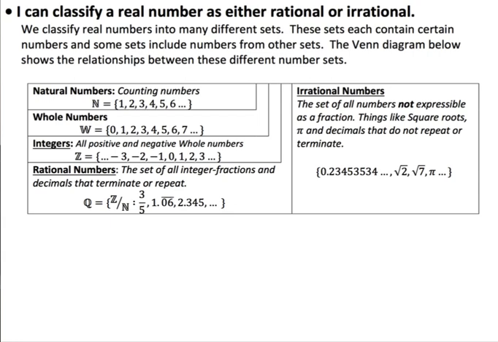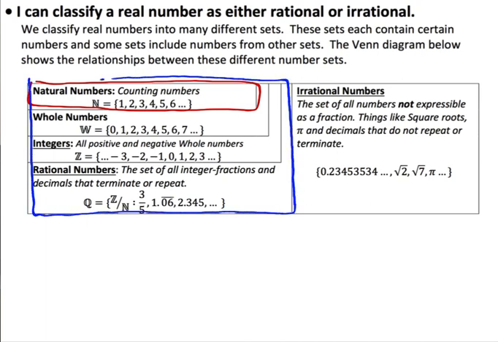What I want you to notice here is that the natural numbers, represented by this rectangle in red, are completely contained within the rational numbers, which would be this rectangle in blue. And also integers are completely inside the rational numbers. Whole numbers are completely inside the integers, etc. But over here, the irrational numbers are completely disjoint from the rational numbers. There is no overlap.